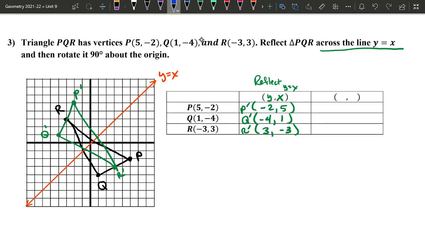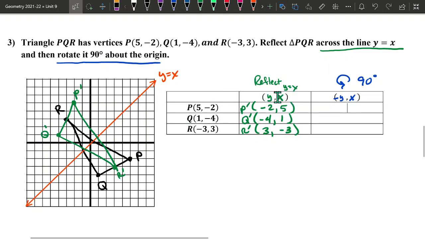And then it says, after that, rotate it 90 degrees about the origin. So I'm going to do a 90-degree rotation. The formula for a 90-degree rotation is (-y, x). All right, so this is where I feel like it could be confusing, because we just wrote the rule (y, x), the green rule that we wrote right here. And now it's (-y, x).